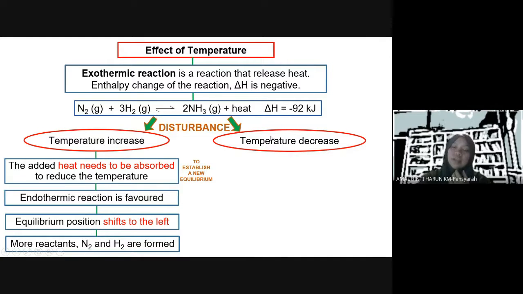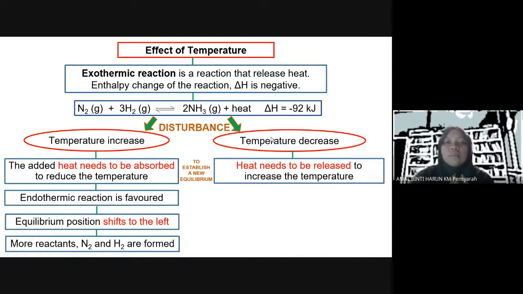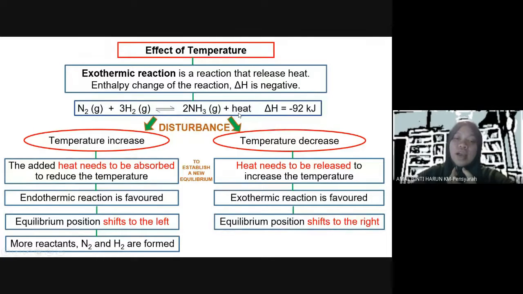Okay, then. Kalau temperature decrease, sekarang disturbance dia adalah sejuk. Kalau kita sejuk, kita akan pergi ke tempat yang panas. So tempat yang panas adalah di sebelah kanan. Reaction shift to the right. Tu je.